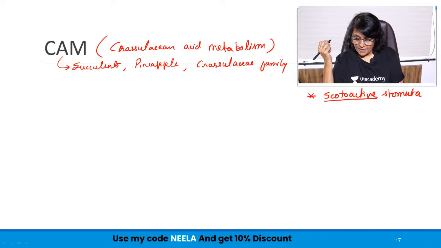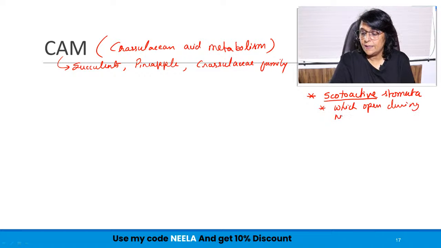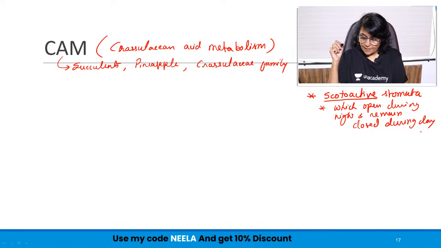There are basically two types of stomata. One is photoactive and the other is scotoactive stomata. Scotoactive stomata are the ones which open during night and remain closed during day. Now why? Okay, I have given you the answer, Rahul.